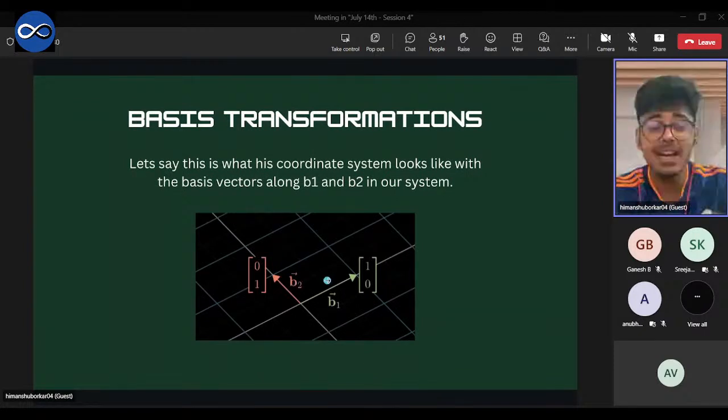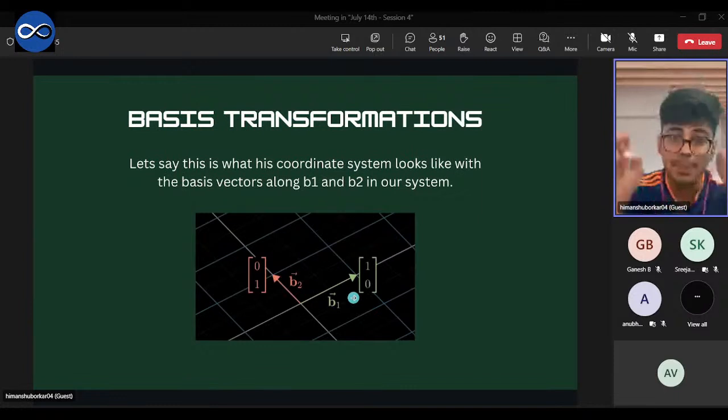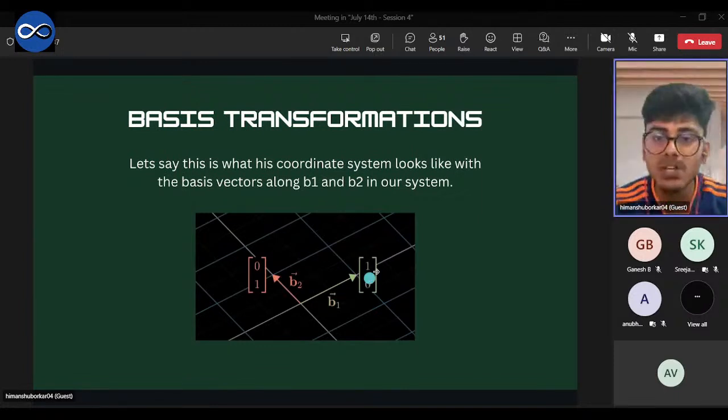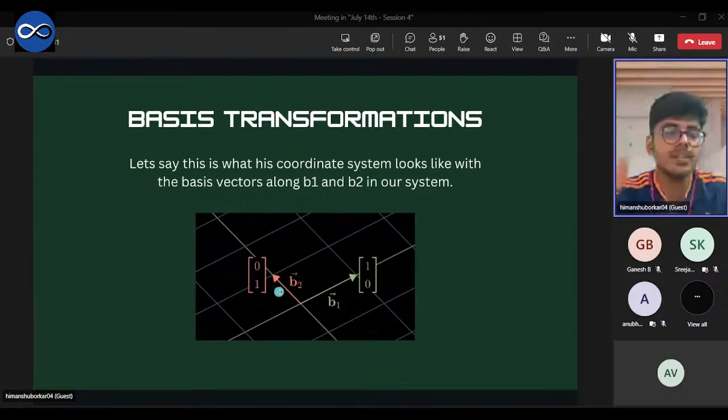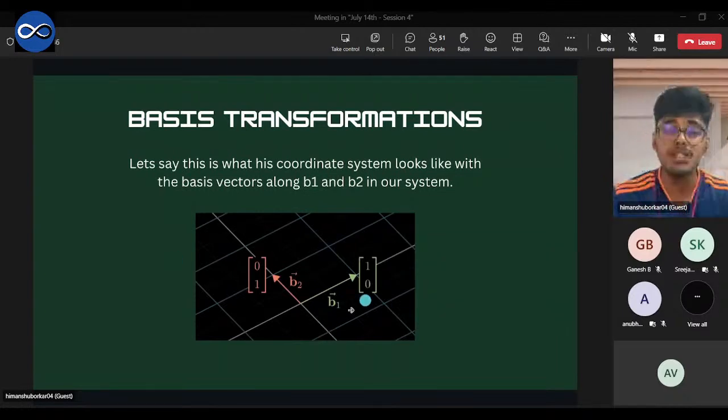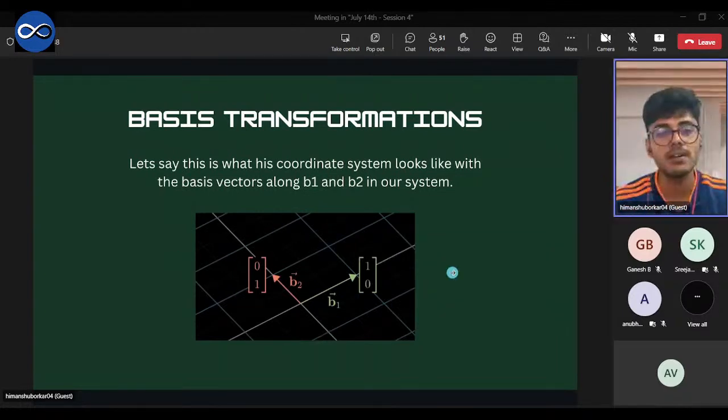This image might be a bit misleading, but for him, b1 will be 1, 0 and b2 will be 0, 1. This is for him. It's not with respect to us. This is from his perspective. So this is what it would look like in his system.